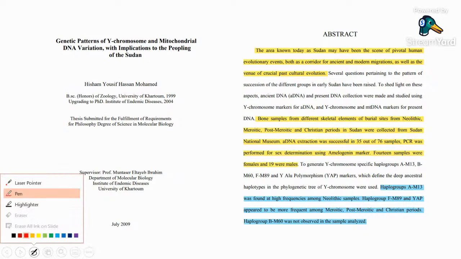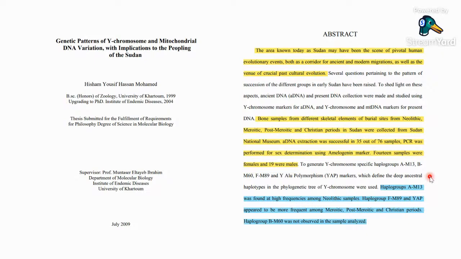It goes on to say haplogroup F-M89, which would be like those J lineages and things like that, as well as the YAP lineages, which would be E1b1a, E1b1b, appear to be more frequent among the Meroitic period, the post-Meroitic, and also the Christian periods. Haplogroup B-M60 was not observed in the samples analyzed. So we see at the very start of these populations in the Sudan and Nubia, haplogroup A-M13 was present. As time went on, you start to get an integration of other lineages.